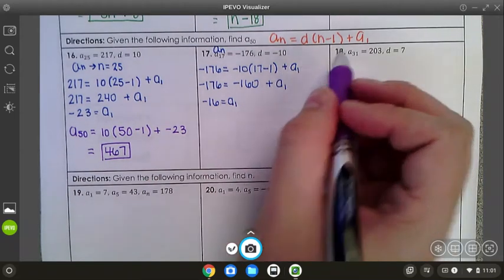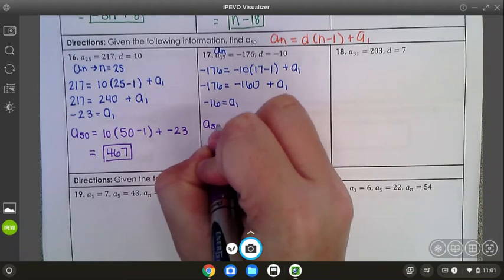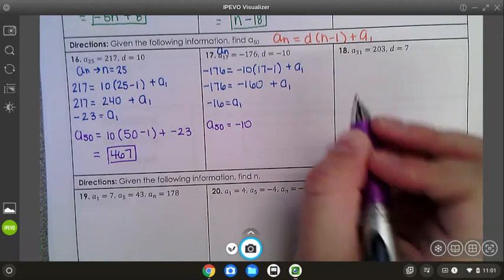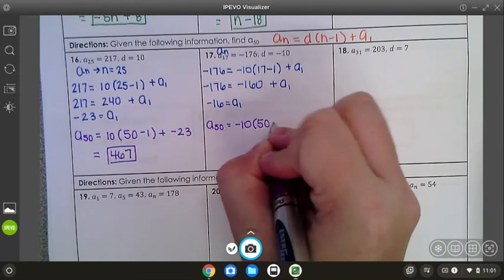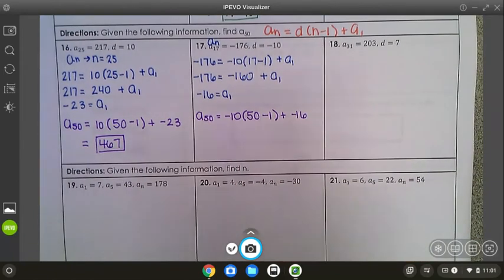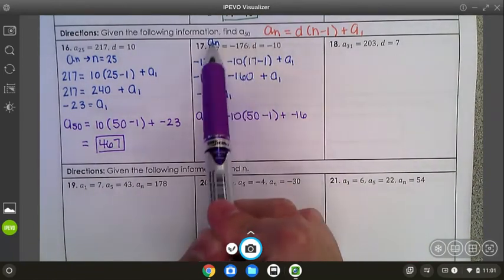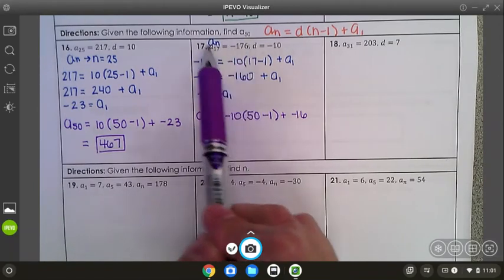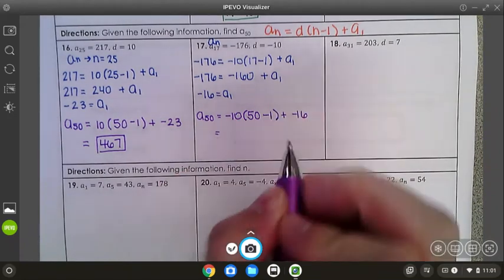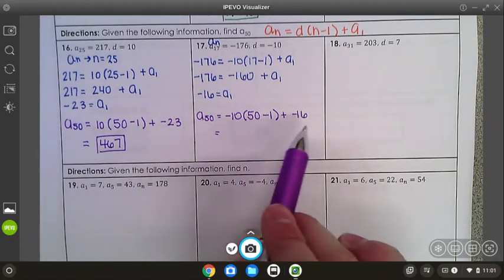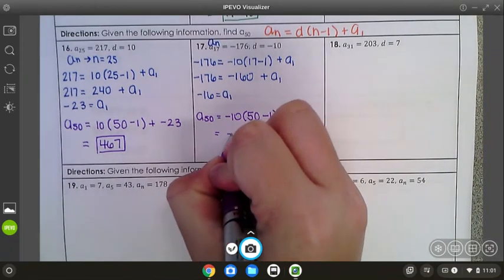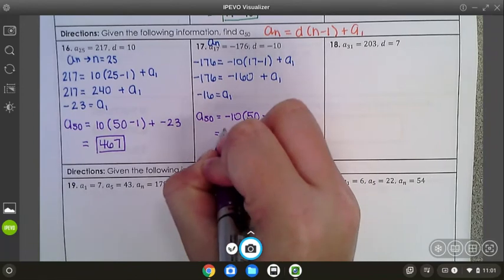And so then I'm going to find A50. So my common difference is -10. My N is 50. And now I know my A1 is -16. So I don't need this 176 or this -176 anymore. That was only useful in finding A1. So type that in your calculator, and you get -506.